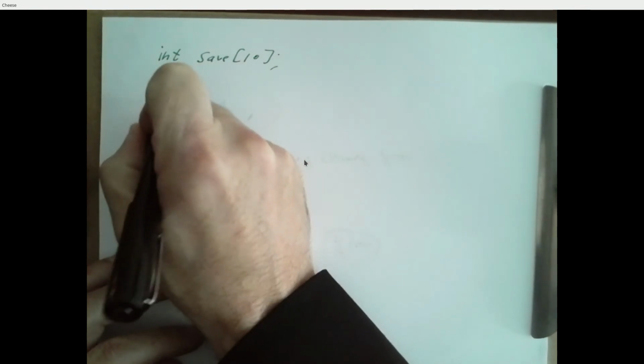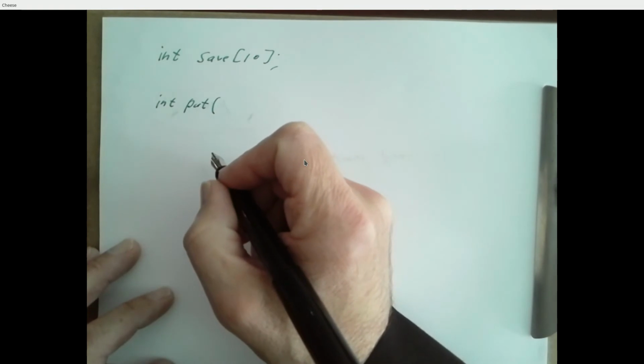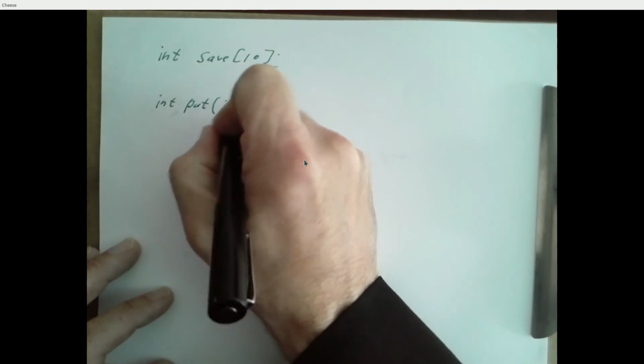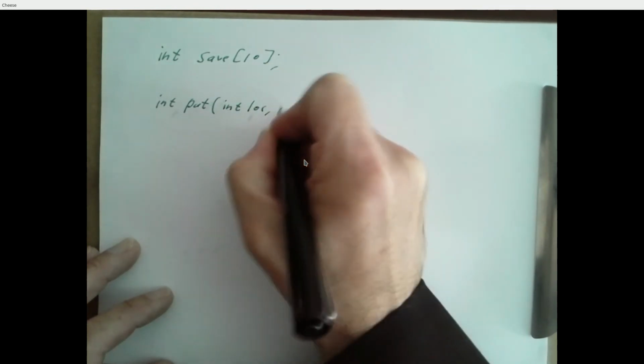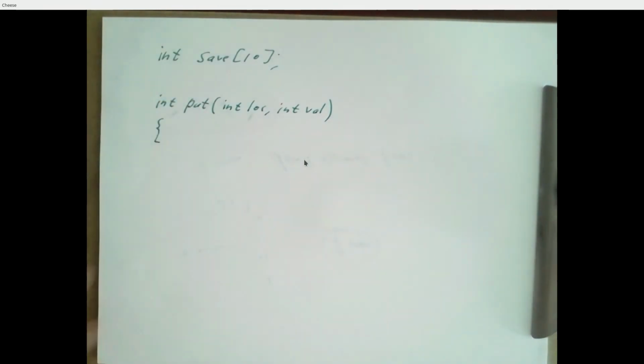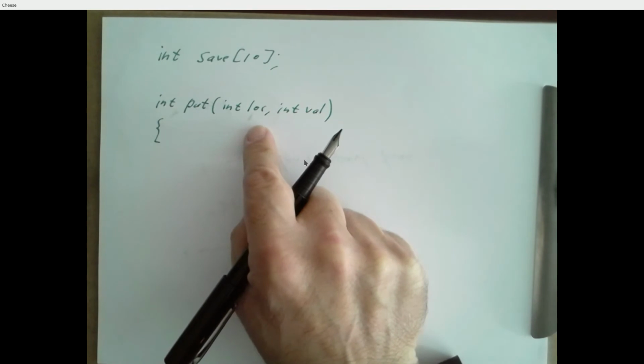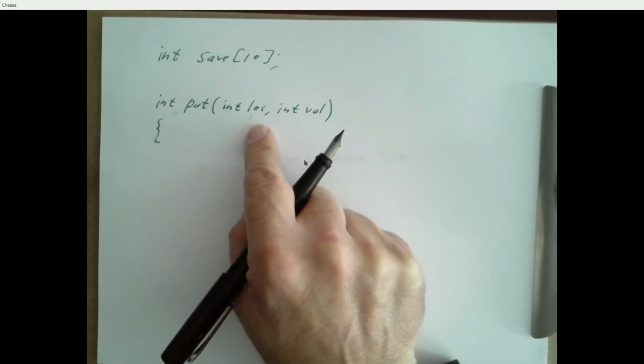Make a save array that holds 10 things, right? And then your put routine. So is the first argument the location? Second argument is the value? Is that how it was set up? Yeah. Okay. So you want to save this integer at some location associated with this integer, and this integer is going to go from 0 to 9.